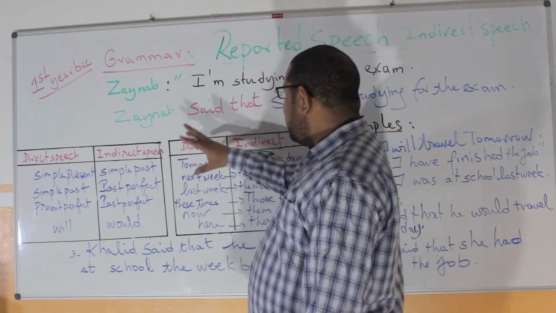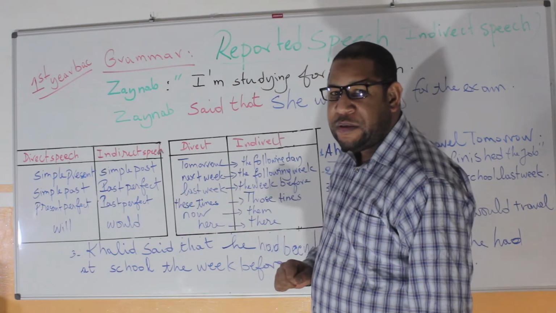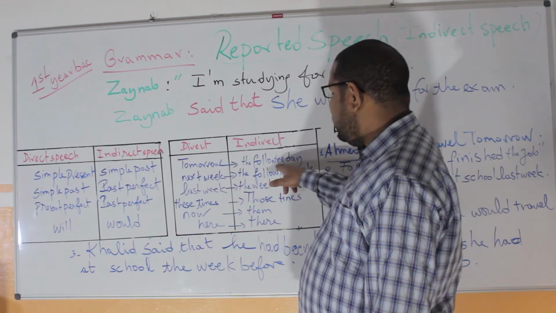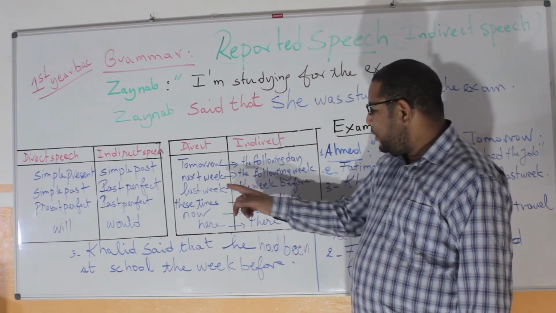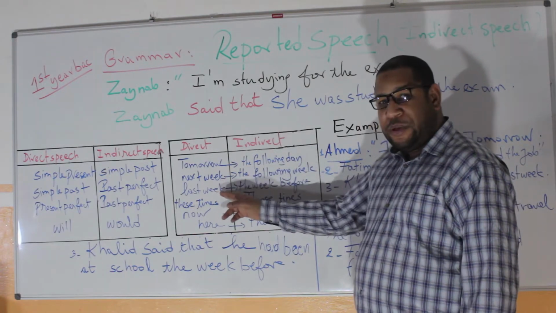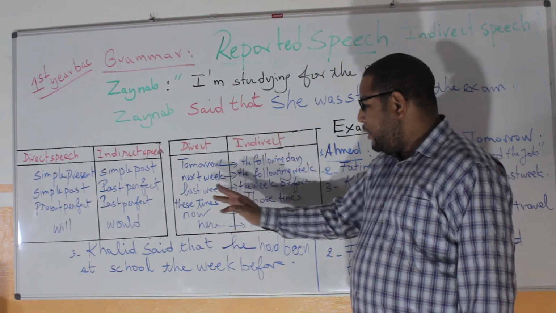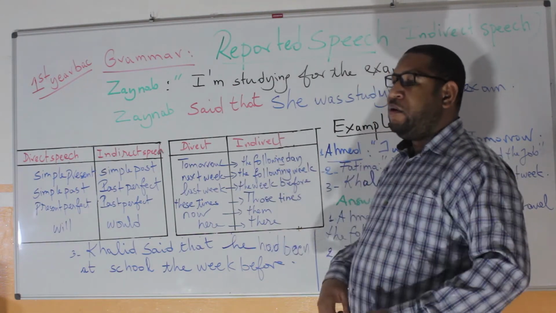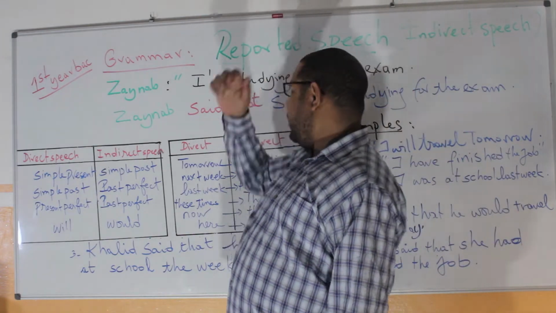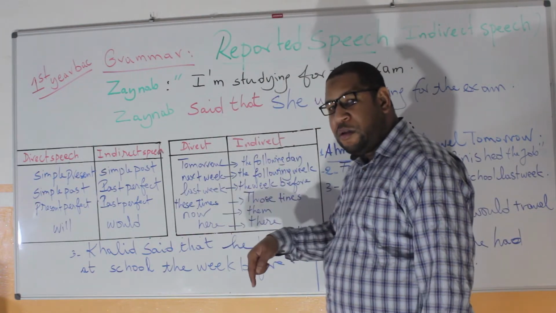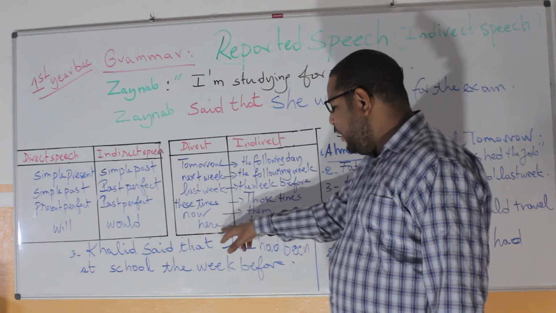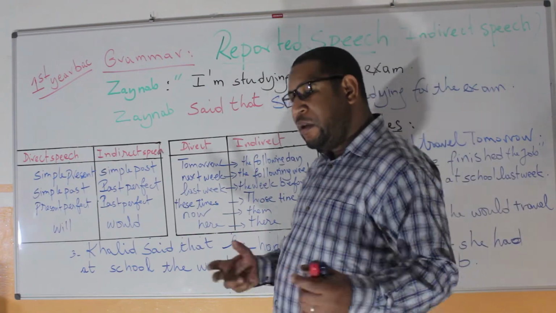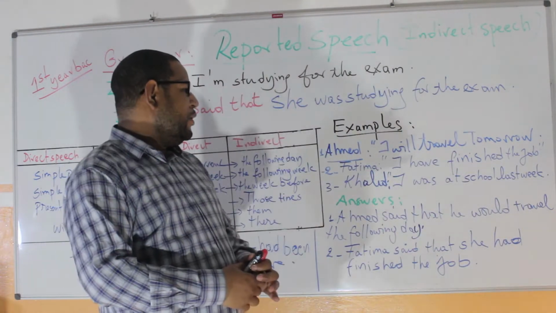And there are expressions of time or place that we can change also. For example, tomorrow becomes the following day, next week becomes the following week, last week becomes the week before, these times becomes those times. Now becomes then, and here becomes there. So these are some of the changes that we may need as an introduction to understand reported speech.